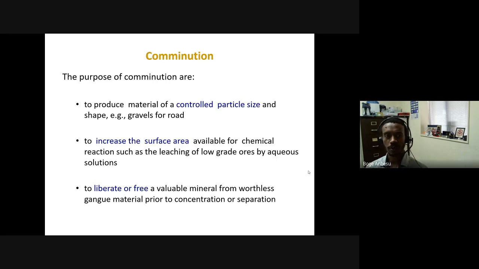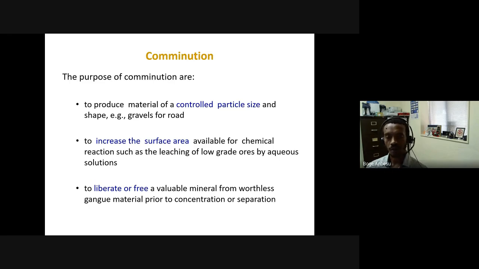Okay, although this is not really the focus of our course, crushing can be done for other operations such as road making and building materials and so on. In mineral processing, the main purpose of comminution is either you want to produce a large surface area on particles, so that's achieved through size reduction.